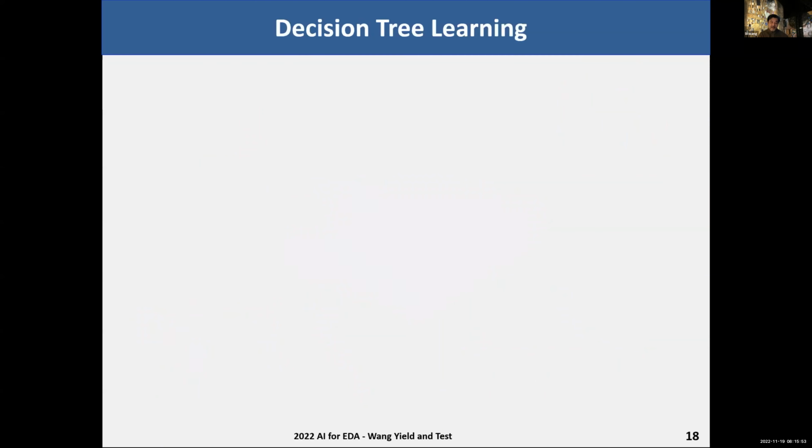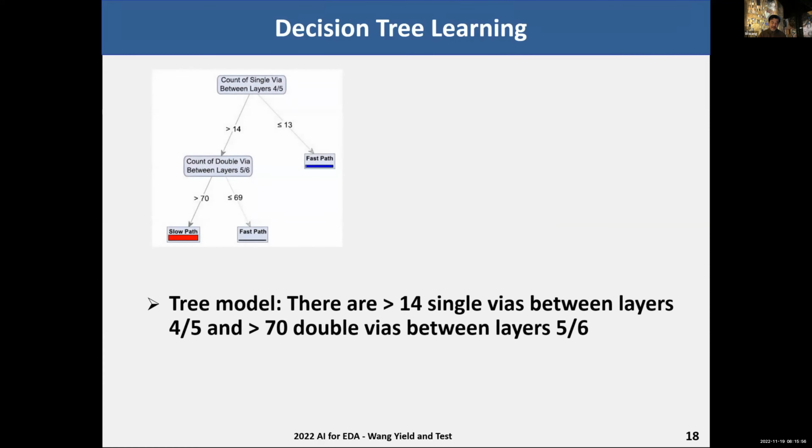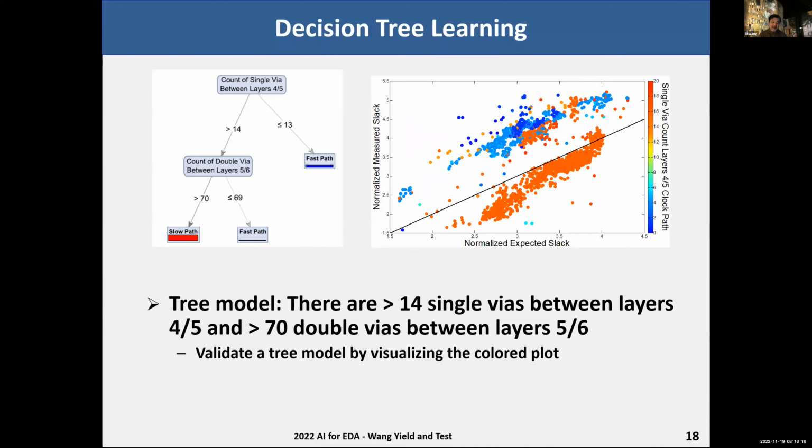At the end, we uncovered an interesting finding that we present as a tree model. The tree model says that when there are greater than 14 single vias between metal layer 4 and 5 on a path, and greater than 70 double vias between metal layer 5 and 6, then it is likely to be a slow path. We can actually visualize this model in this color plot, where the paths classified as slow are highlighted in orange. Later, we validated this finding with the process team, and they told us that, yes, there was indeed an issue they knew of on metal layer 5.